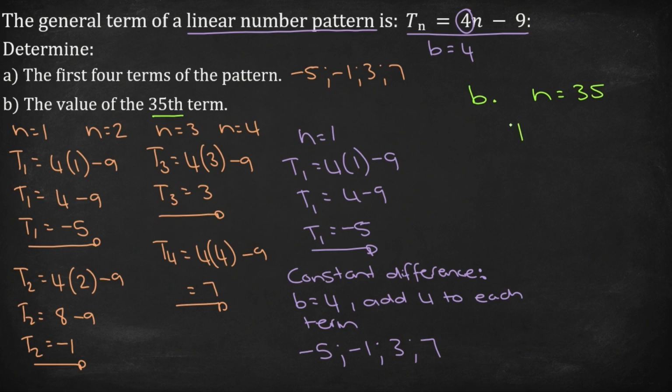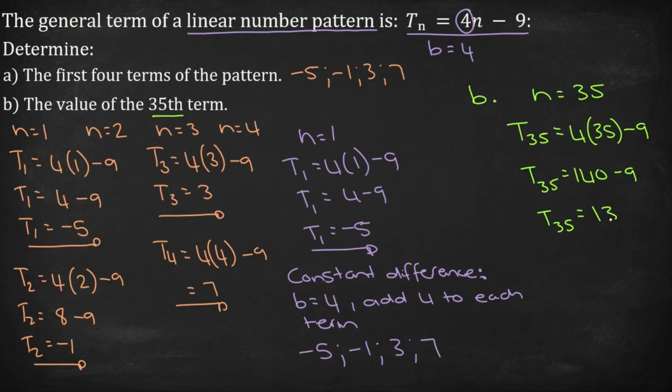So what we are going to do is substitute 35 into n. 4 multiplied by 35 minus 9. And that gives us 4 times 35 is equal to 140 minus 9. So the value for term 35 is 131. So instead of adding 4 to all the terms until we get to term 35, we can just use this formula to determine what the value for term 35 will be.